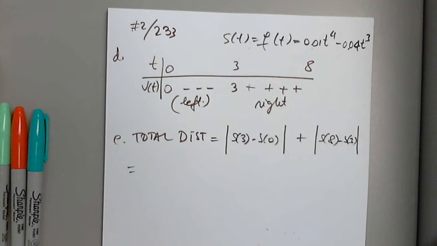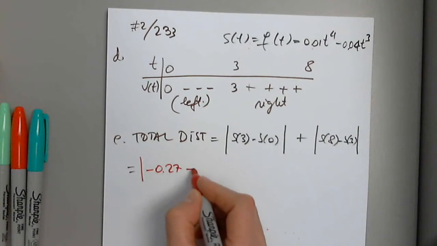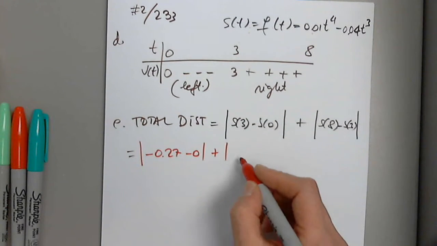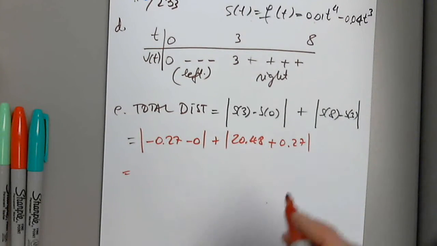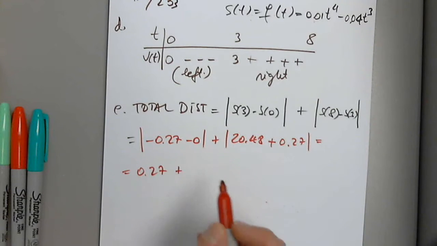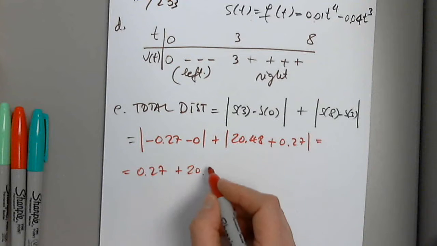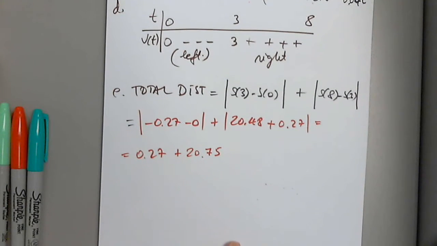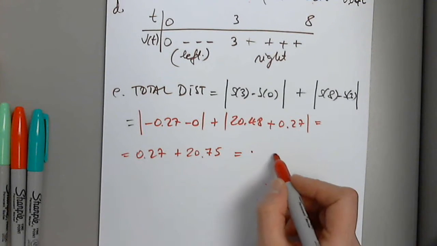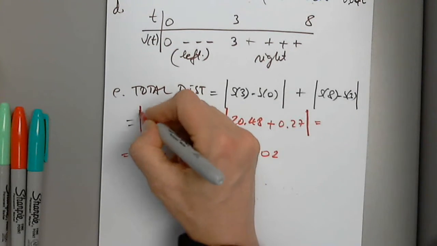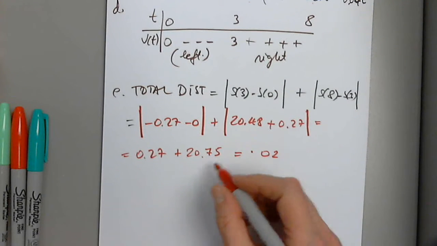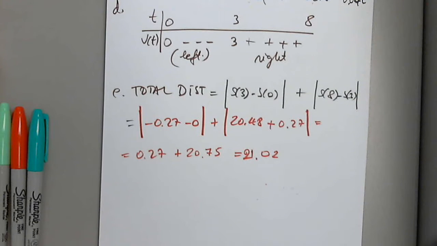So I have 0, negative 0.27, and 20.48. Then S of 3, negative 0.27 minus 0, plus S of 8, 20.48 minus S of 3, plus 0.27. So the total distance covered by the particle is 0.27 plus 20.75. Correct me if I'm wrong, please. That's right. So then the total distance will be 21.02, whatever measurement unit, and the measurement unit we have is feet. So this is the total distance covered by the particle.